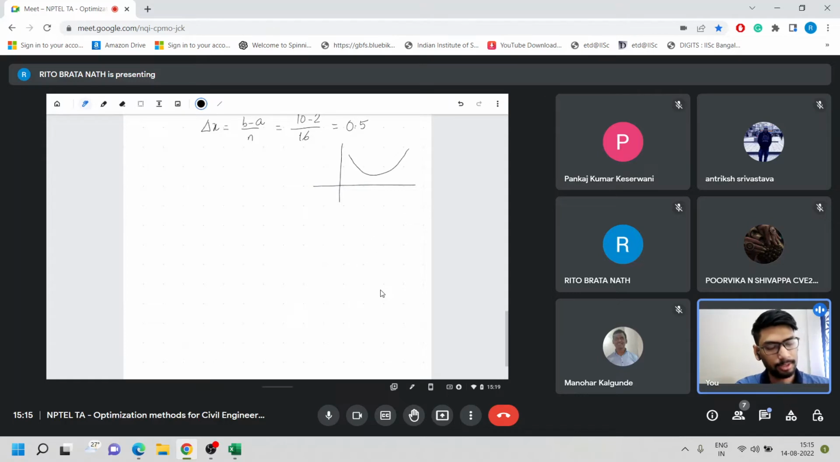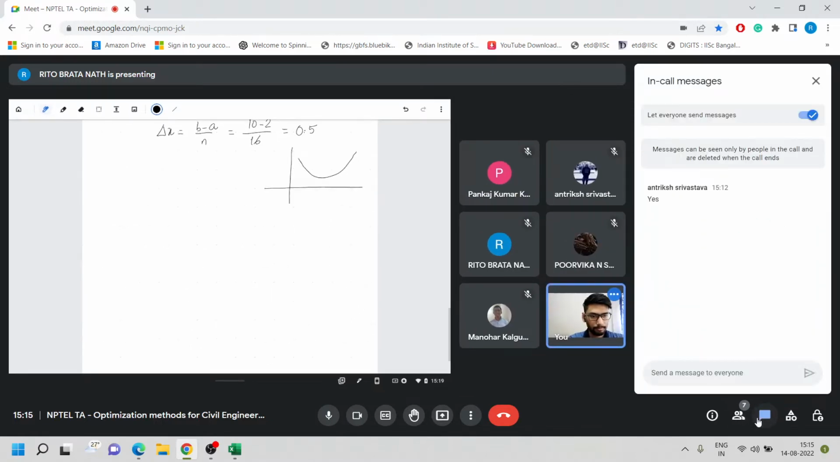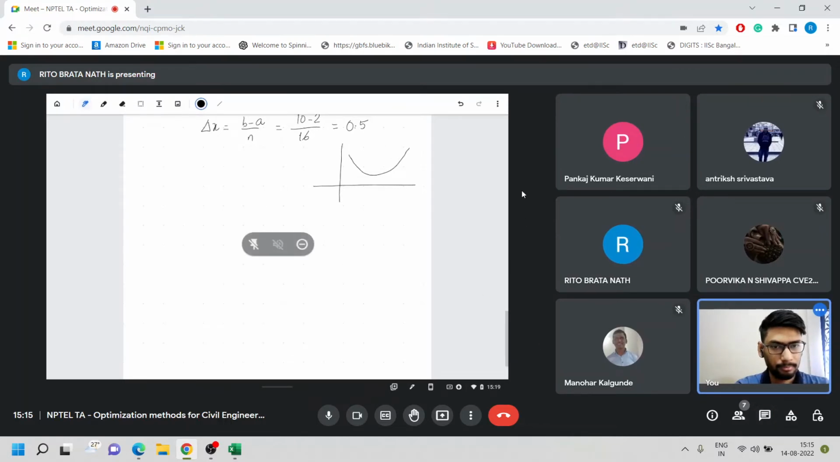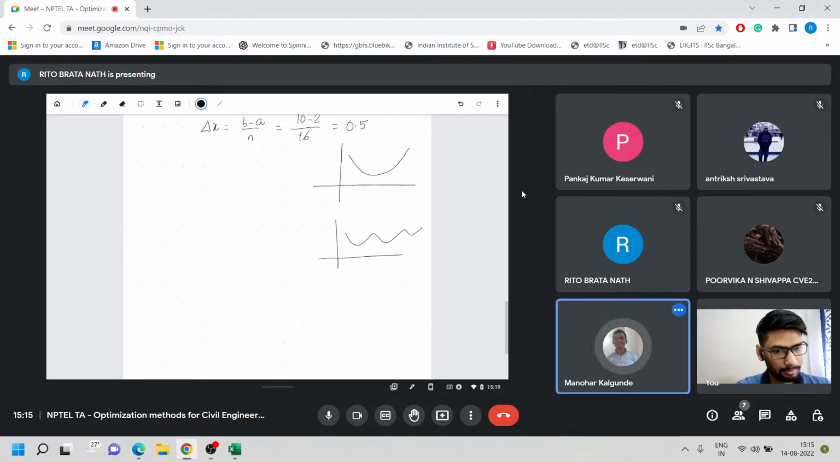some function like this. So can anyone tell me what this function is? There is a name for this function for which you can apply these exhaustive search methods or the other bracketing algorithms. No, I'm asking you about the name of the function. So suppose, can your function be something like this? Yeah, unimodal. That's correct.